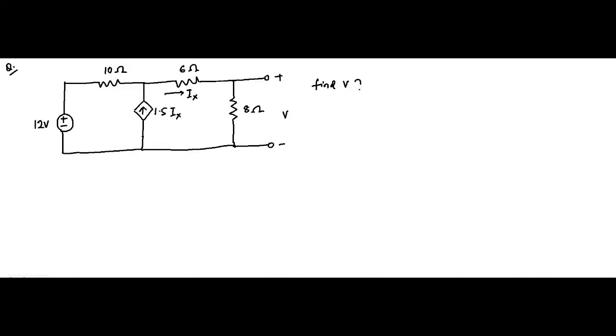Hello friends, so here we are with another question on Kirchhoff's law applied to circuits involving dependent sources. So here we have the circuit. This is the dependent source, which is a current dependent current source. It is dependent on this current Ix flowing through the 6 ohm resistor. So we have to find the value of this voltage V across these two terminals, which are open circuit. So let us try to solve it.